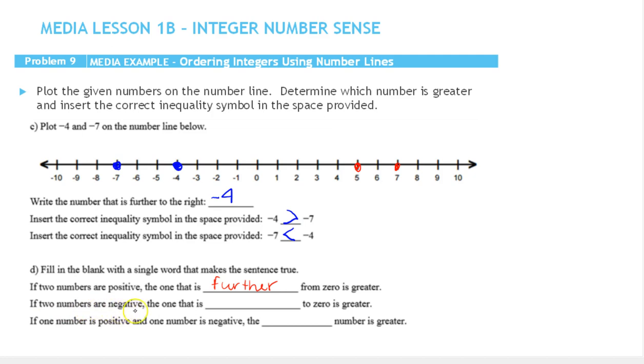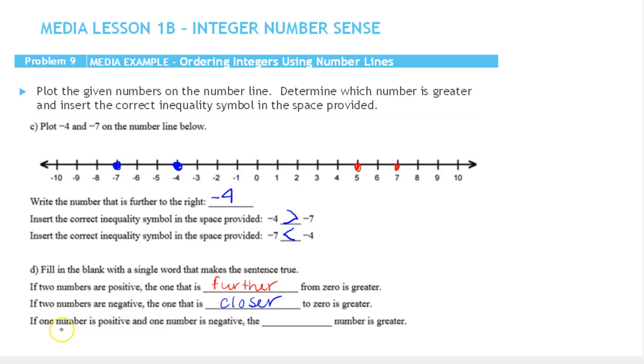If two numbers are negative, the one that is blank to 0 is greater. So we have this situation here. Two numbers are negative. The one that we saw that negative 4 is greater because it's further to the right. And notice it's closer to 0. So the further you are in the negative direction makes you less than the other number. So if two numbers are negative, the one that is closer to 0 is greater.